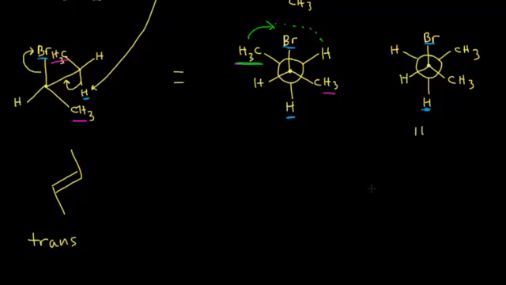All right, so here is my front carbon, and it looks like this, and then my back carbon is going to be shaped like a Y again. So I put in my groups here. I know my bromine is right here. I know that this is a hydrogen. I know that this is a methyl group. And then on my back carbon, I know that this is a hydrogen. I know that this is a methyl group.